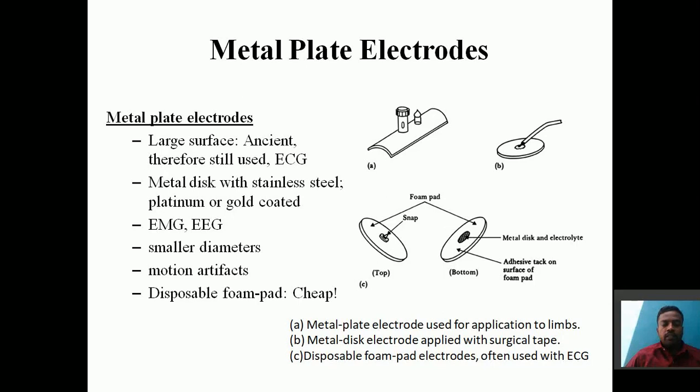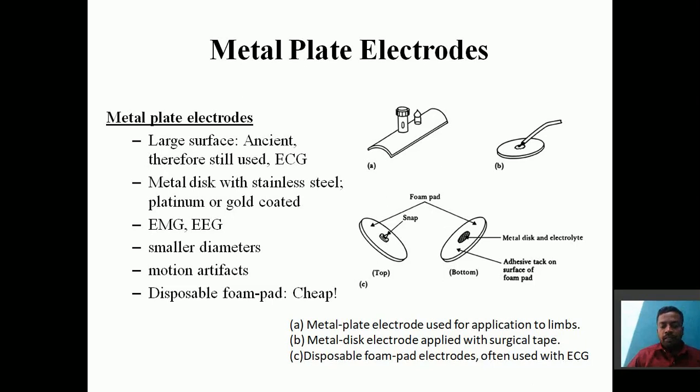The last one is the disposable foam bed electrode. We are using this electrode currently in medical applications for electrocardiograph measurement. If you see the hospital ICU ward, most patients have this type of electrode, which looks white in color. It is a very cheap use-and-throw electrode. Once used, you can throw it away, but A and B are reusable; we can clean and reuse them again. So these are the metal plate electrodes.